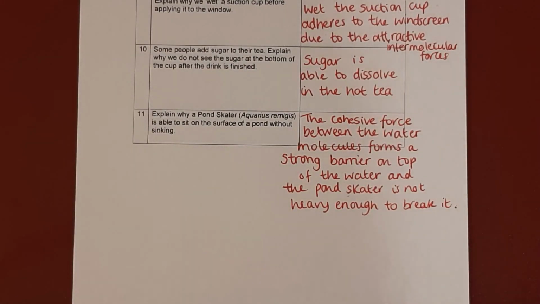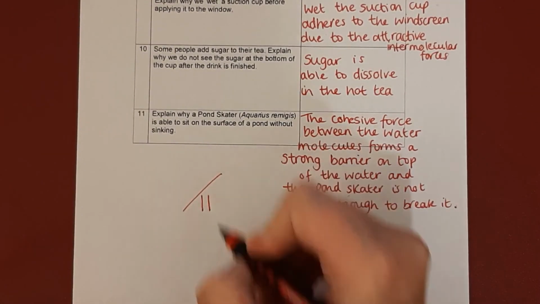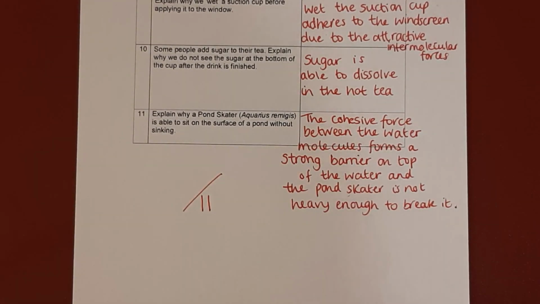Okay, so make sure you've marked those and give yourself a mark out of 11. If you've got less than 5 out of 11, you really need to do this again, have another look through the lesson. If you have got 9 or more, then you've done exceptionally well. Well done.